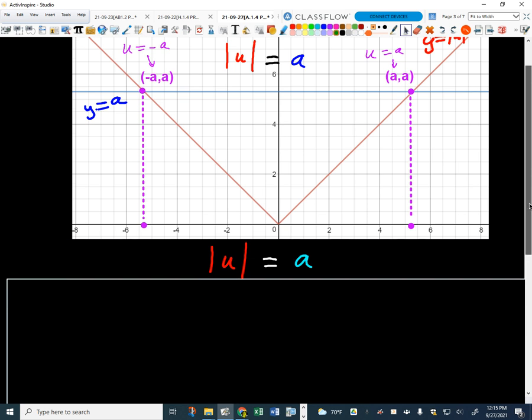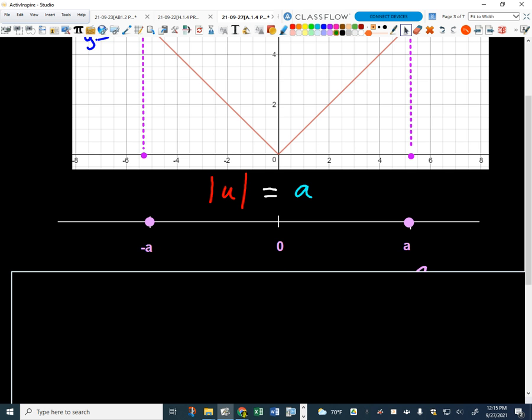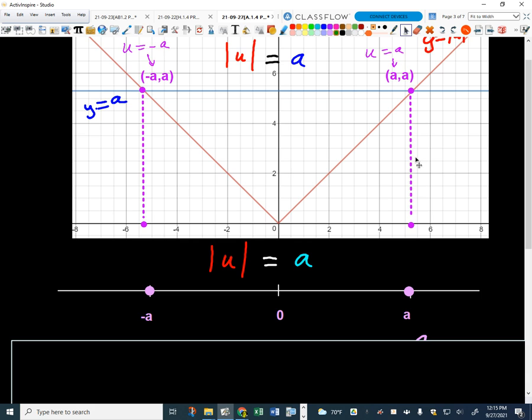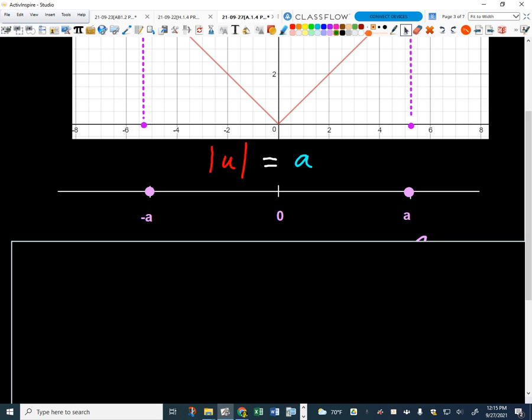So the solution to the equation, absolute value of u equals a, if we only focus on just the x coordinates, it would be there and there, right? If I just project those down onto the x-axis, I don't care about the y value. And those would be the solutions, -a and +a.